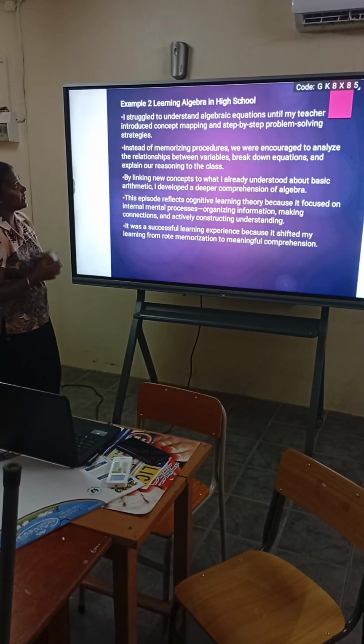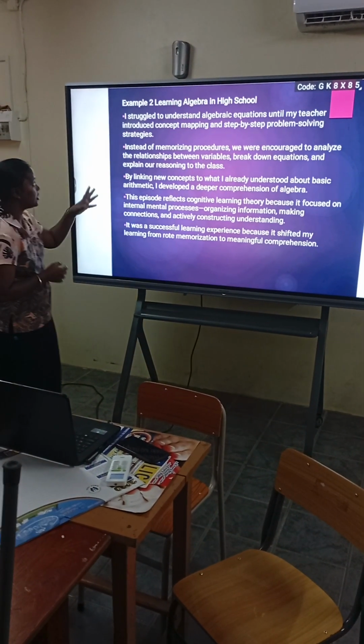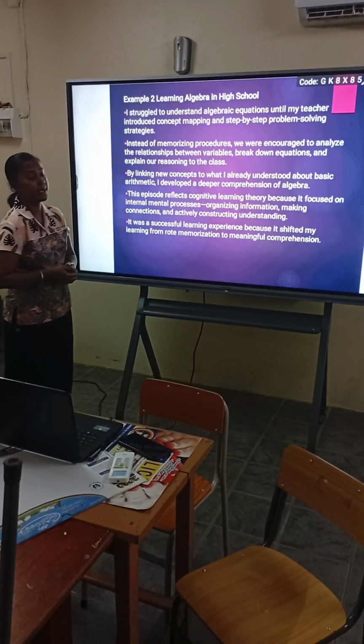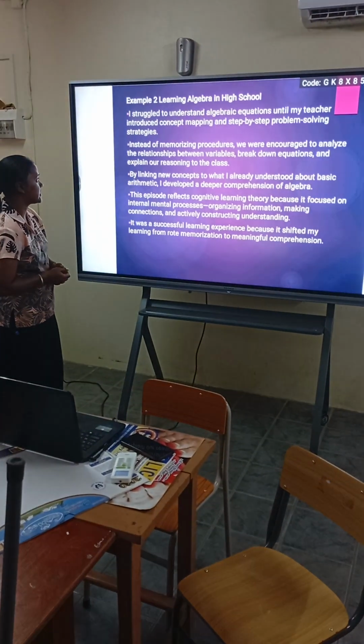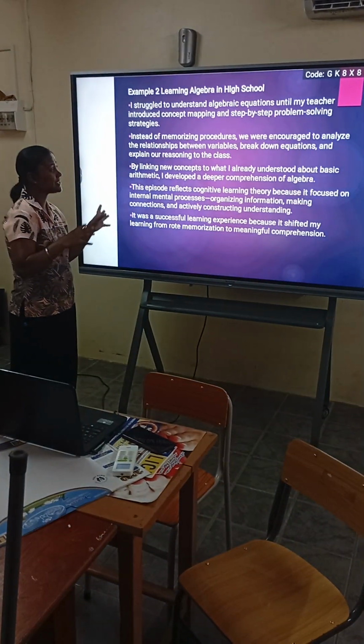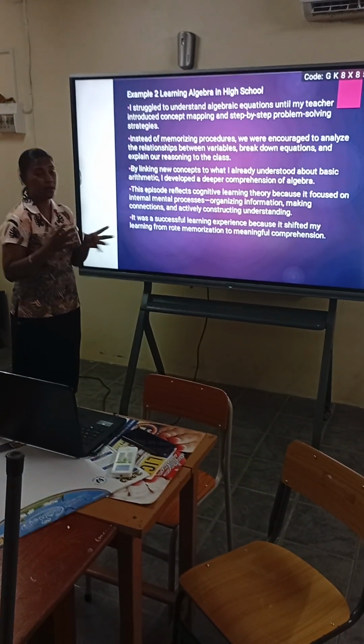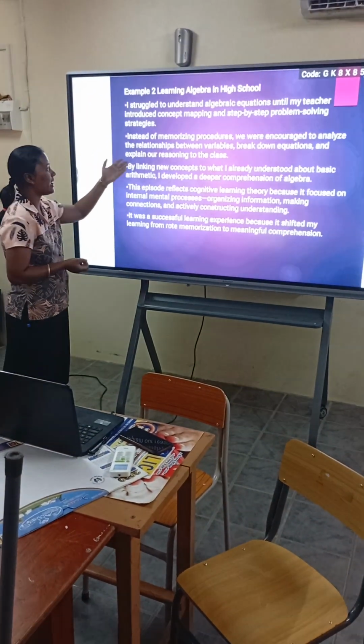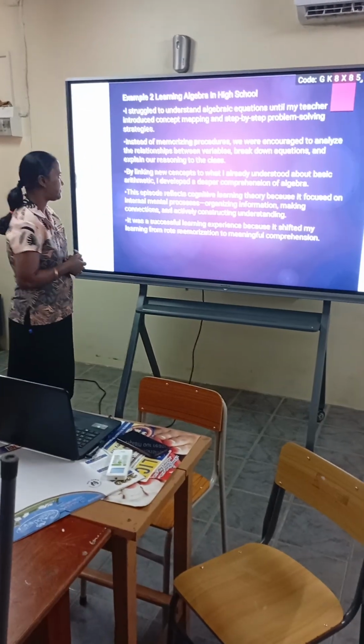I struggled to understand algebraic equations until my teacher introduced concept mapping and step-by-step problem solving strategies. Instead of memorizing procedures, we were encouraged to analyze the relationship between variables, break down equations, and explain our reasoning to the class.